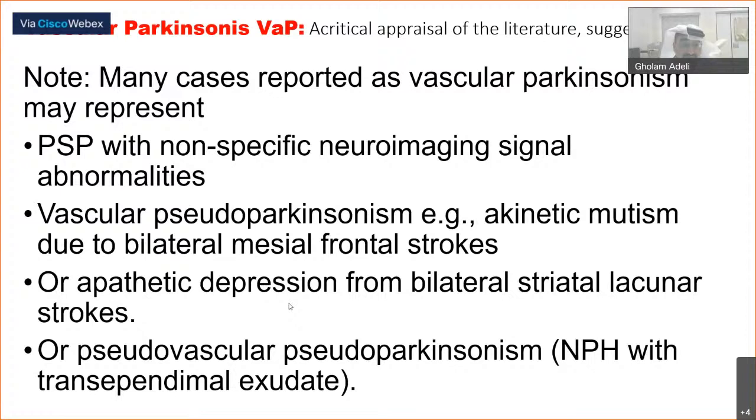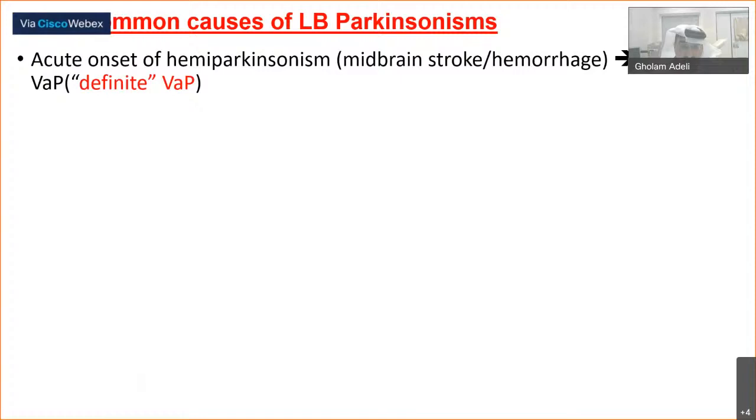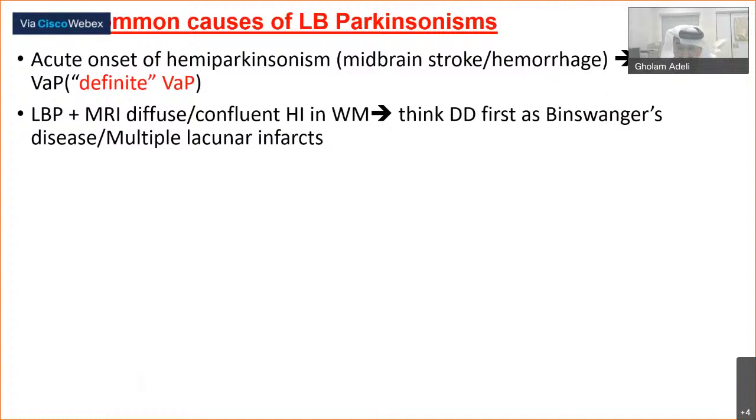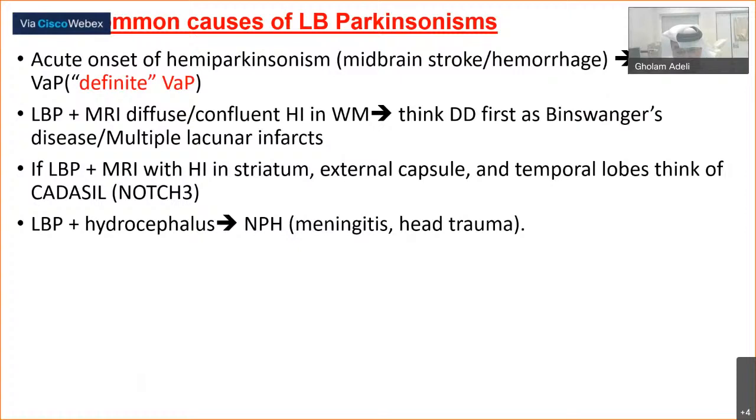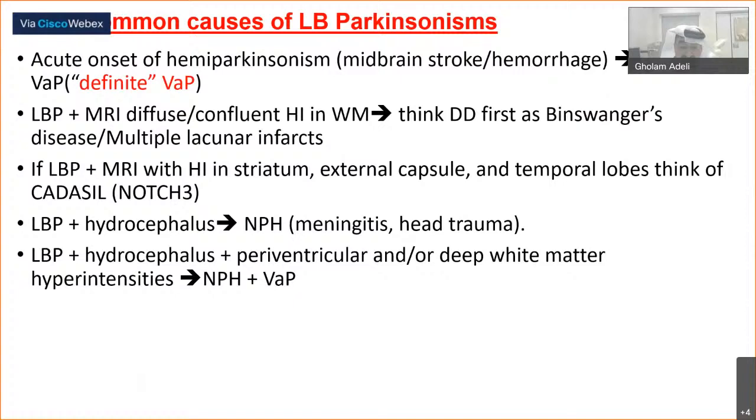So, the most common causes of lower body Parkinsonism. Like we said, if you think of a differential diagnosis, one is the vascular one. One of the diseases we have is CADASIL, if you have temporal lobe white matter changes. Although it's a very extreme differential diagnosis, it should be kept in the back of your mind if somebody comes with lower body Parkinsonism and does not have the typical lesions involving the substantia nigra. If you have hydrocephalus, then NPH is the big question and you take the measurements. If you have hydrocephalus and periventricular or deep white matter changes, then it could be a combination of NPH and vascular Parkinsonism.